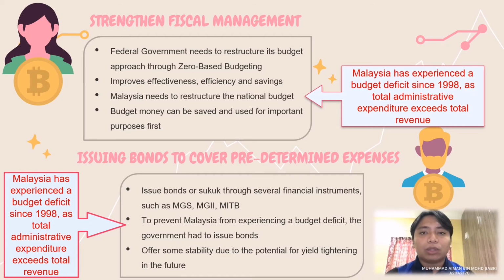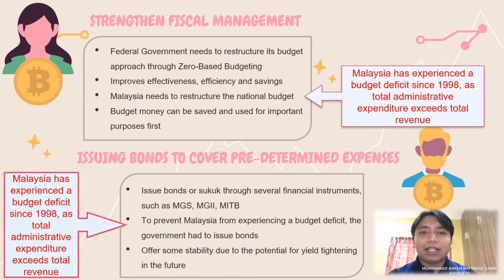I would like to talk about my part, which is the ways to overcome the twin deficit problem. The first way to overcome the twin deficit problem is to strengthen fiscal management. The federal government needs to restructure its budget approach through zero-based budgeting. This approach can improve effectiveness, efficiency and savings.